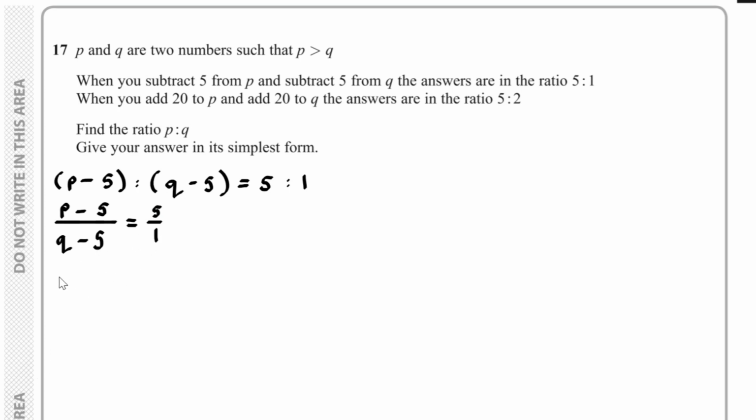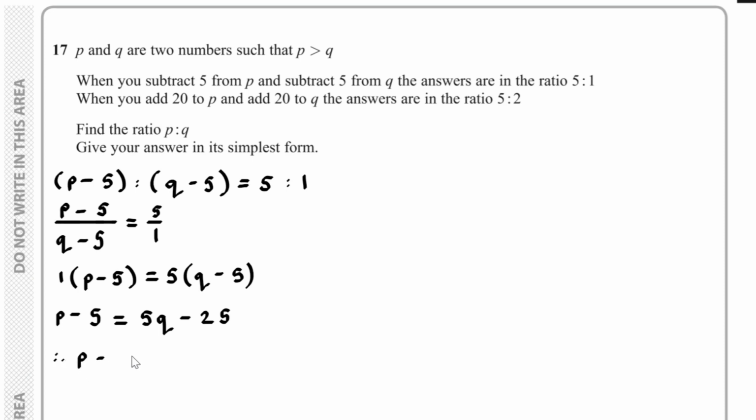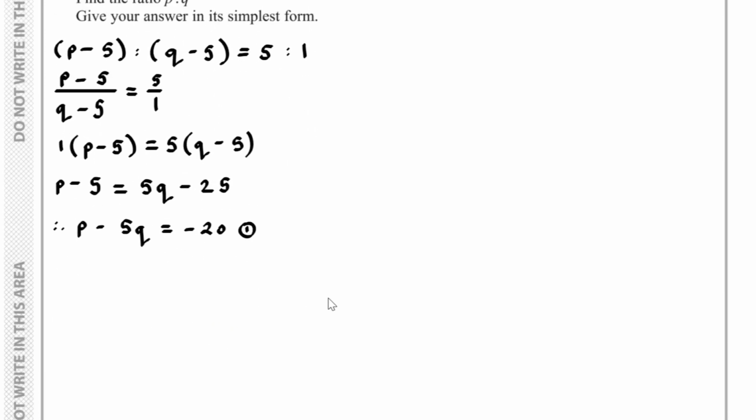And so cross multiplying, we have 1 times by P minus 5 equals 5 times by Q minus 5. So we have P minus 5 equals 5Q minus 25. And so therefore, P minus 5Q is equal to minus 20. Call this equation 1. Now let's take a look at the next statement.